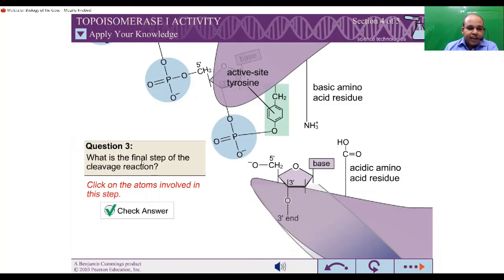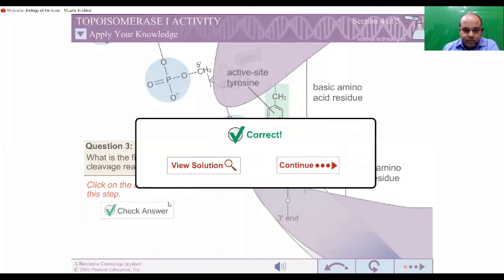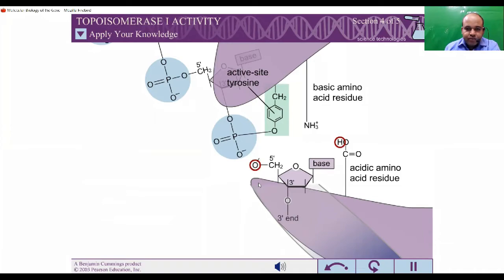Now, what is the final step of the cleavage reaction? How does the final step of the cleavage reaction take place? क्या होने वाला है final step में cleavage reaction की? Can you tell me what would happen in the final step of the cleavage reaction? Click on the atoms that are going to be involved. Can you just click on those atoms? The final steps of the cleavage reaction involve the oxyanion and the proton from the acidic amino acid. The proton from the acidic amino acid is donated to the 5' oxyanion so that the oxyanion can be stabilized. Correct. Moving to the next question.